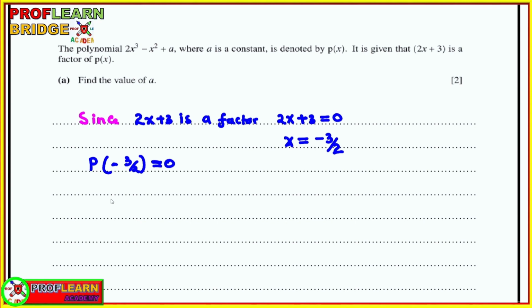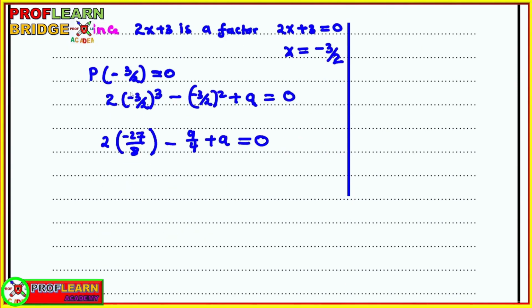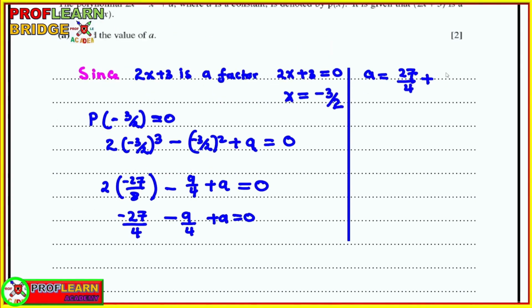So we are going to substitute there. We are going to say this is 2 times negative 3 over 2 cubed minus negative 3 over 2 squared plus a is equal to 0. We are going to solve this equation in order to get the value of a. Simplifying this further, we get that a is going to be 27 over 4 plus 9 over 4, which is going to translate to 9. So a in this case is 9.